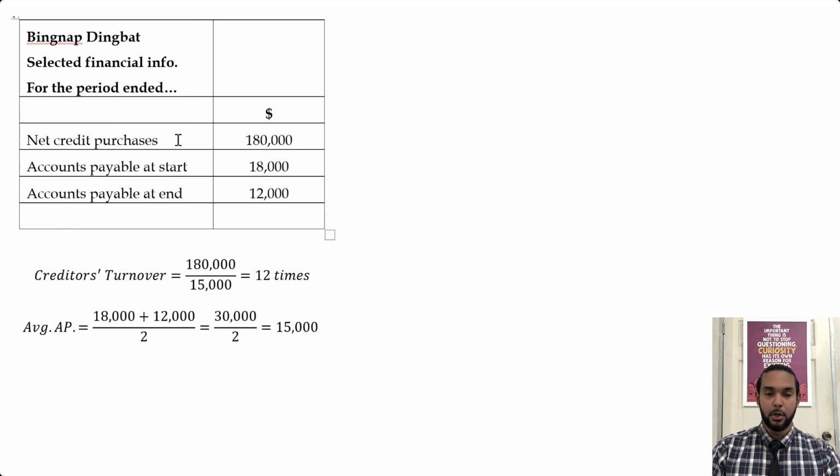Okay, example time. For Big Nap Dingbat, we have net credit purchases and we have opening and closing payable figures. So 18 and 12, that's 30. The average of those two figures is 15. So we're going to take the net credit purchases, 180 divided by 15. That gives us 12 times. So we're paying back our creditors 12 times per year. That's once a month, isn't it?